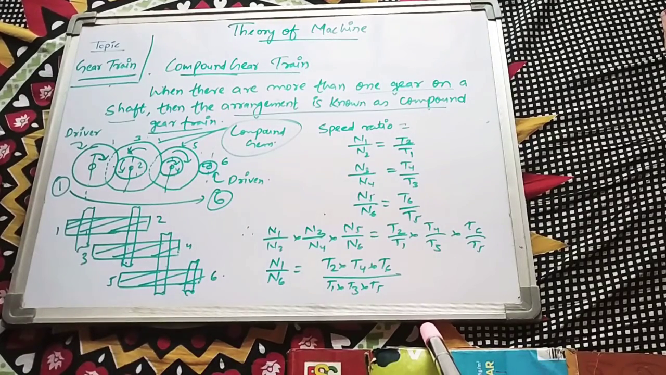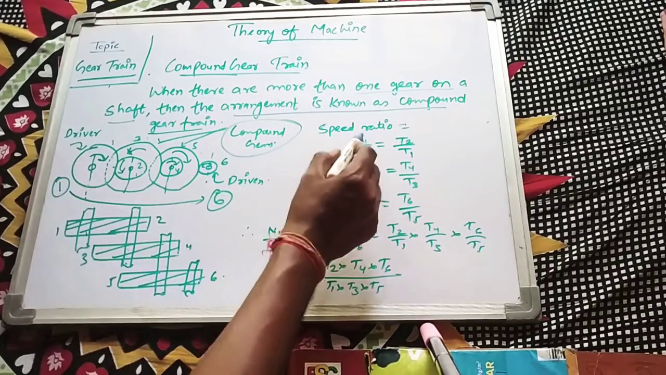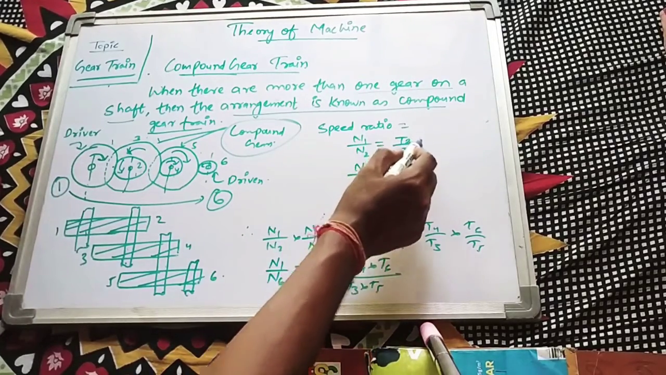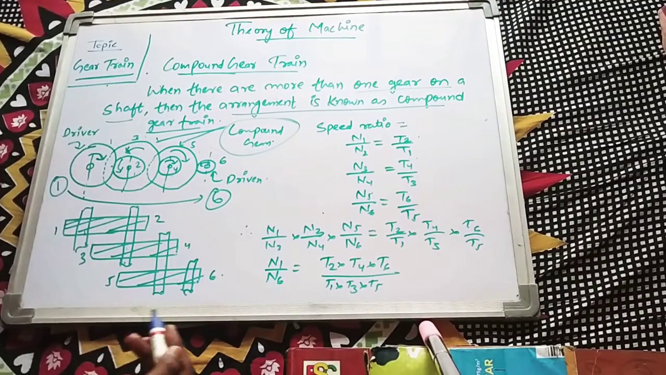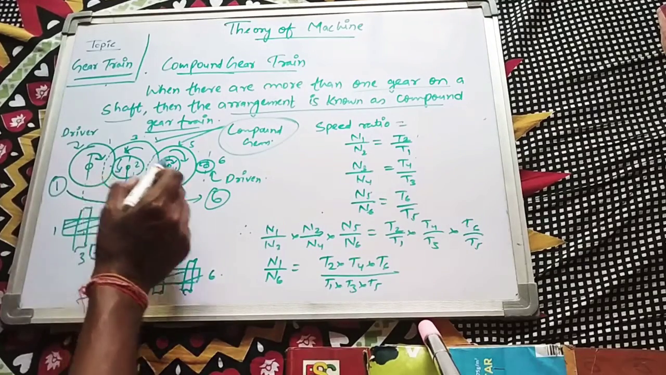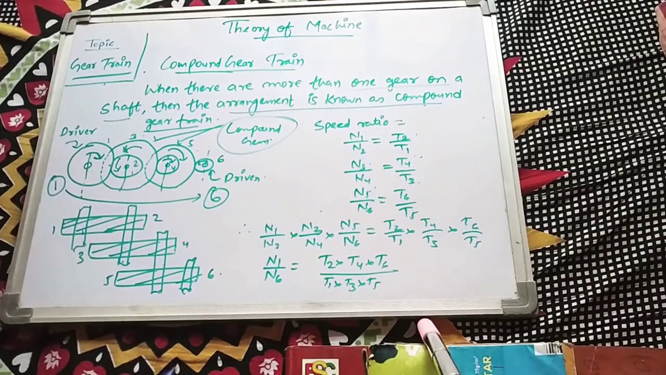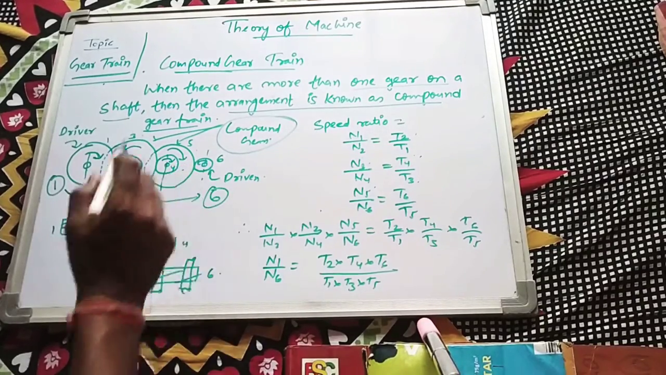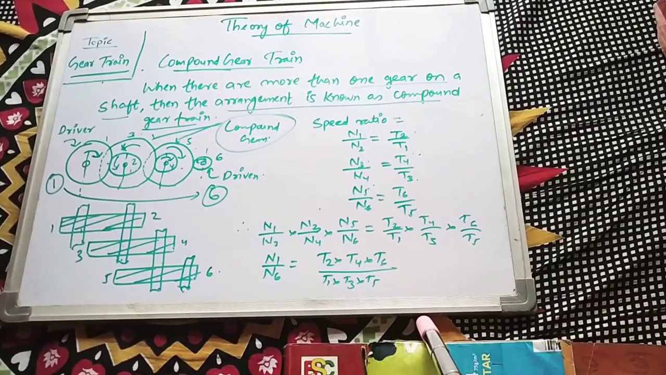While calculating, we can calculate the speed ratio. For gears 1 and 2, the speed ratio will be N1 by N2 equals T2 by T1. This is the simplest formula which we went through in the previous cases. Then the speed ratio for gears 3 and 4 will be N3 by N4 equals T4 by T3. Similarly, for the 5th and 6th gears, N5 by N6 equals T6 by T5. This is the formula.